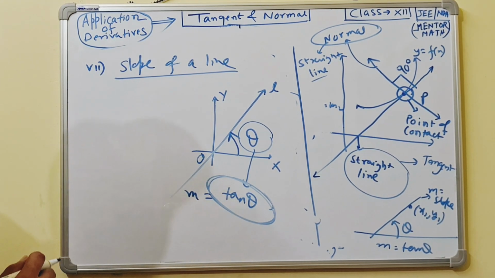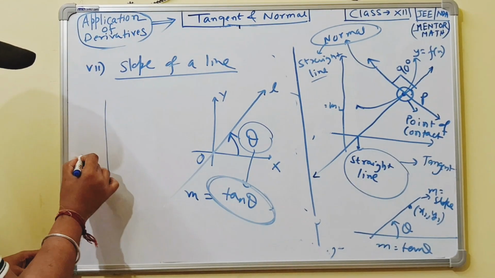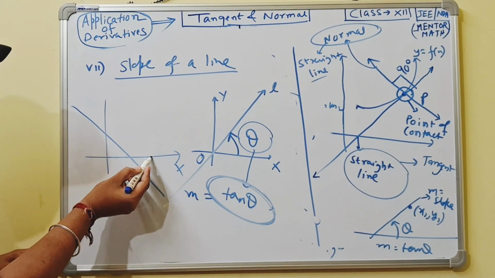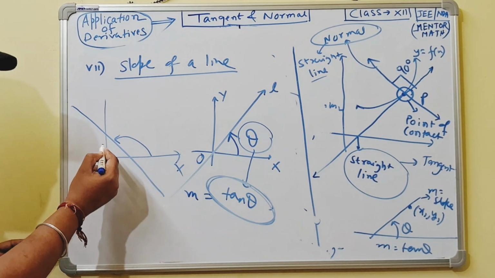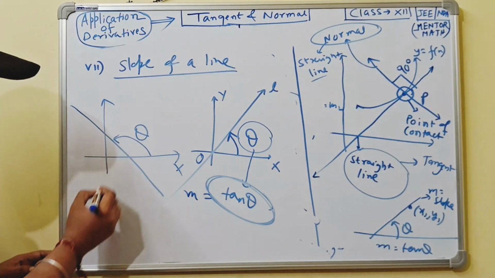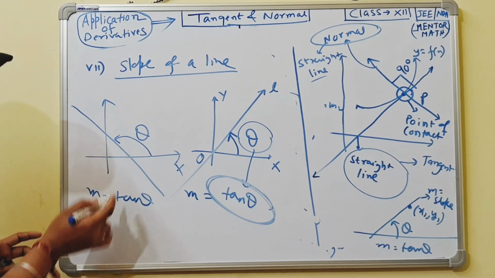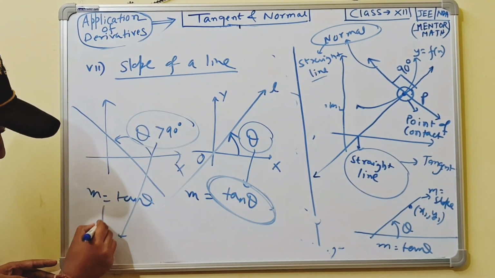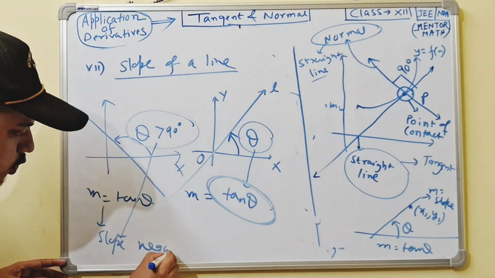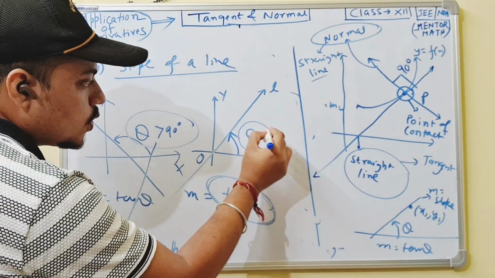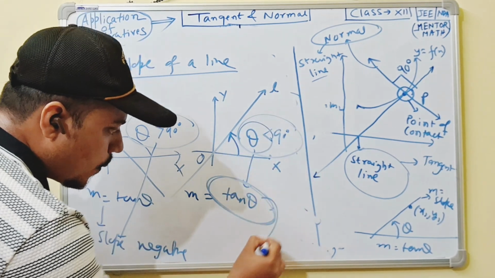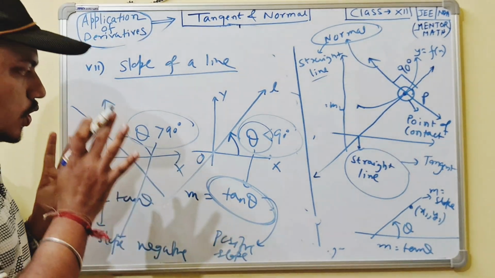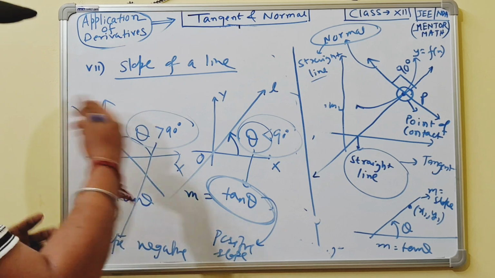Okay, tangent theta. Next, look at this line. This line makes an angle with the positive x-axis in the anti-clockwise direction, let us take it as theta. In that situation, the slope is also m equal to tan theta. But here this angle is greater than 90 degrees, so this slope is called a negative slope. And here this angle is less than 90 degrees, so this slope is called a positive slope. So you can remember this concept also. That concept you have already done in your straight line chapter. Still I am revising this topic.